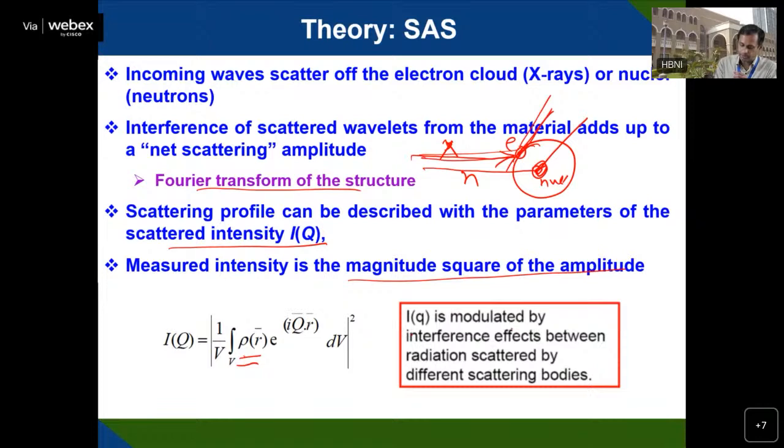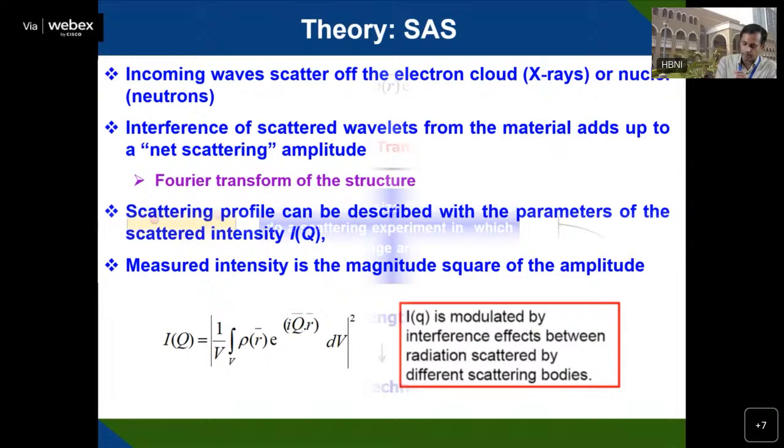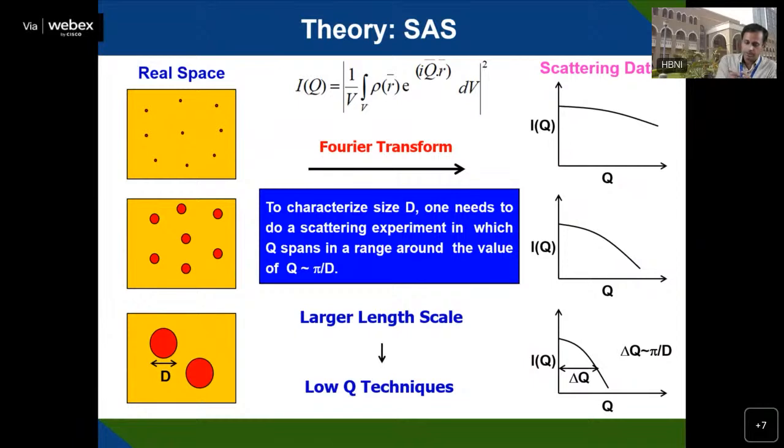So I(Q) will be modulated by the interference effect between the radiation scattered by the different scattering bodies, so you'll get a high intensity parameter like this. If you see, you have a smaller particle to a bigger particle, d. Initially, for a very small particle, your scattering data is with respect to Q like this. But when you give more and more size, that Q value decreases, and you can see that it will decrease.